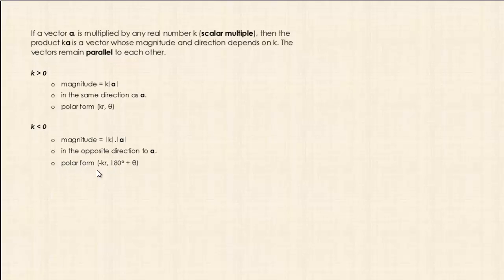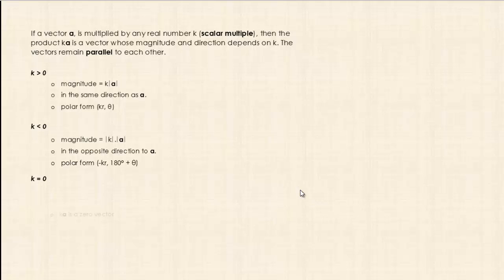The polar form would be minus kr, but note that k is a negative number, so I could have put the modulus of k here rather than negative k. And it will change the angle. It flips it around by 180 degrees.